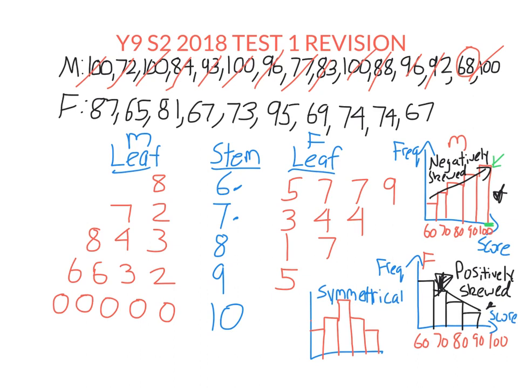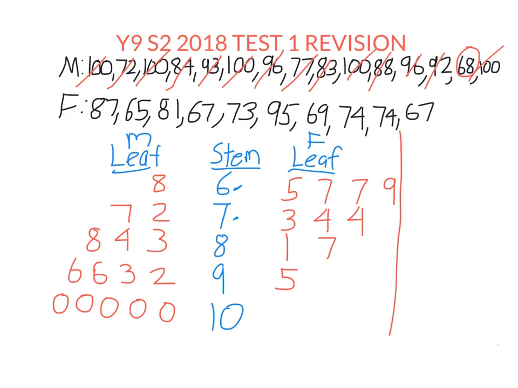Okay, so now we're just going to have a quick going through of the mean, median, and mode. So I'm actually going to rub out all this stuff, the stem and leaf plot and the skewness. So please pause and copy this down if you need. So let's now go calculate the mean, median, mode, and range for both males and females. So we'll start with the mean.